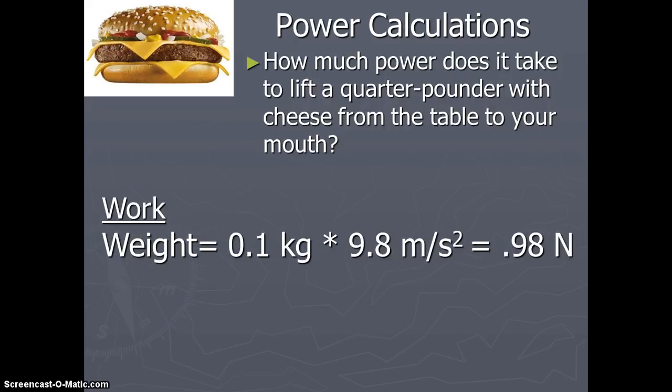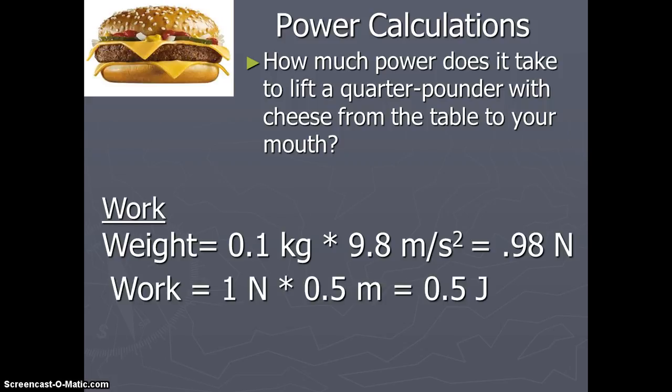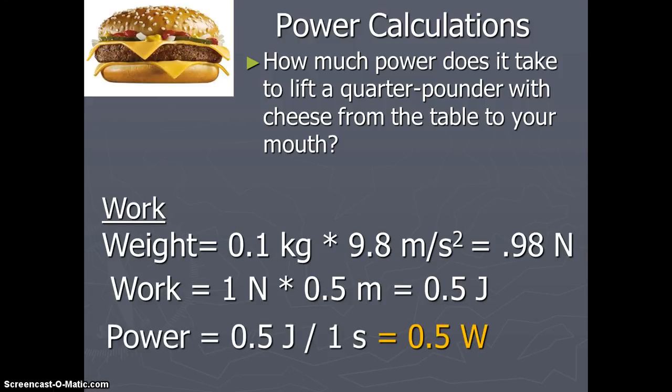Now we do the work. The weight is 0.98 newtons, so the work done is 0.5 joules. And if you did that in a time of 1 second, you did about half a watt of work lifting that quarter pounder with the cheese. And that's really all there is to it. You end up doing multiple steps to get to that final result, but it's just a logical progression of one formula to the next.